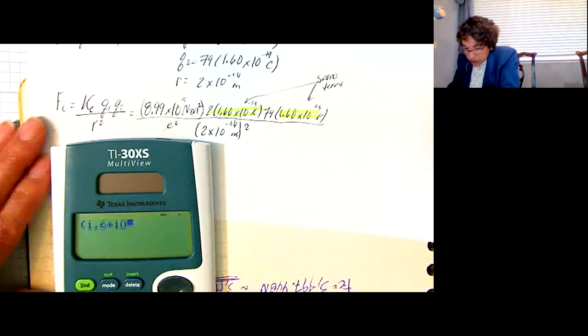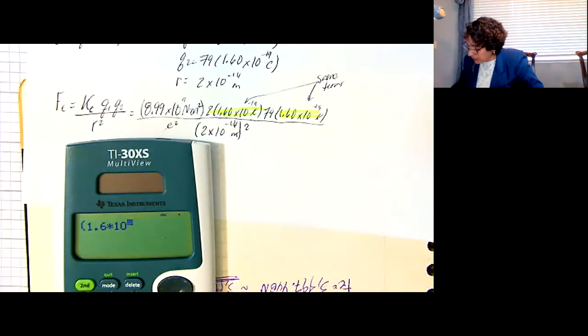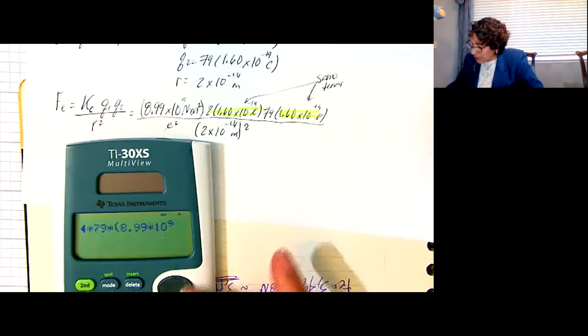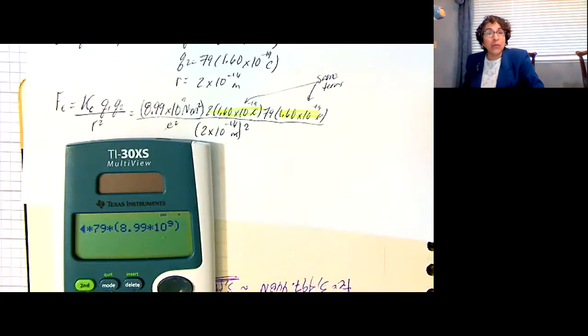1.6 times 10 to the, make sure I'm writing this down, negative 19. Negative 19, there we go. Close the parentheses and square it. All right, times. Let's see, I'm going to go ahead and do that times the 2 times the 79, because I can't see what the other one is, it's covered up by the controls on the screen. Times 8.99 times 10 to the 9. Bring down the cursor. Hopefully I did this one right. Okay, and I get a big number, the numerator.